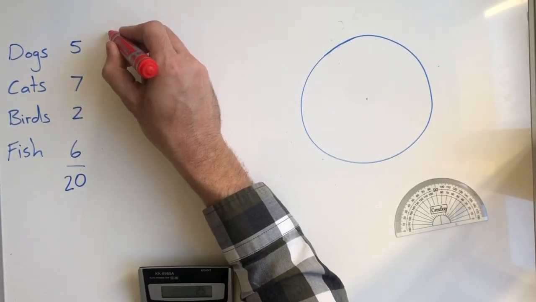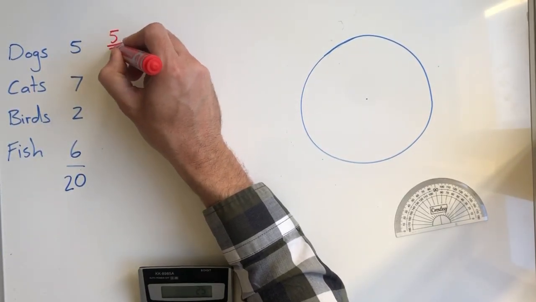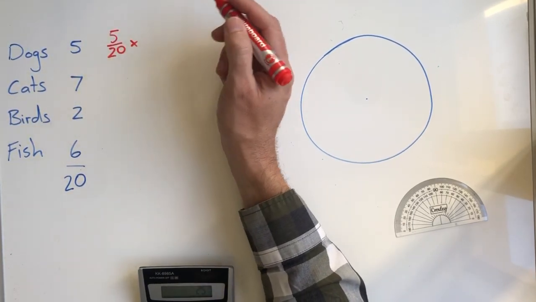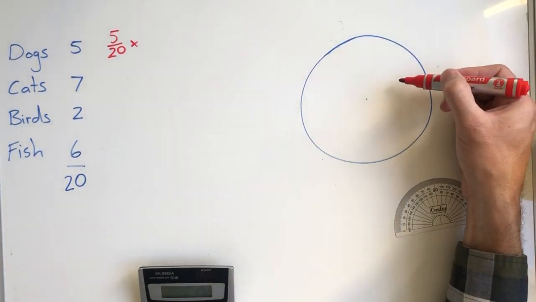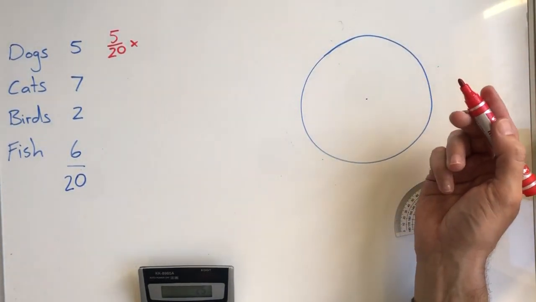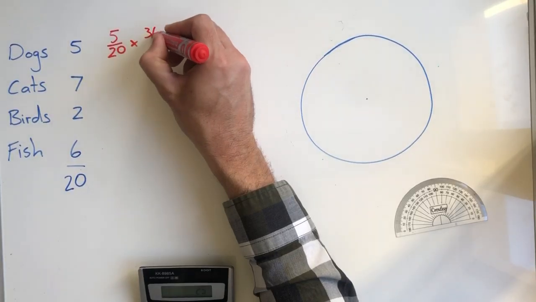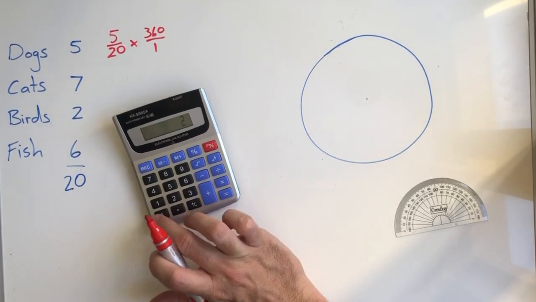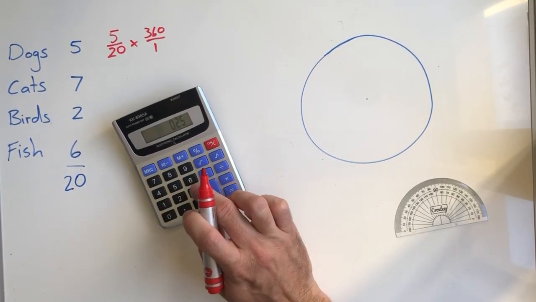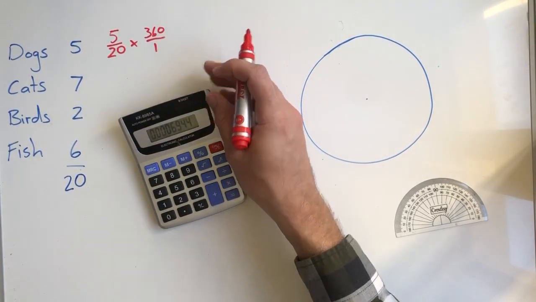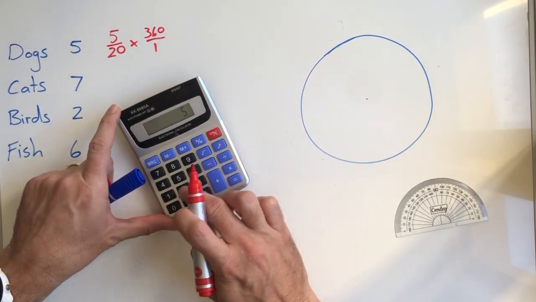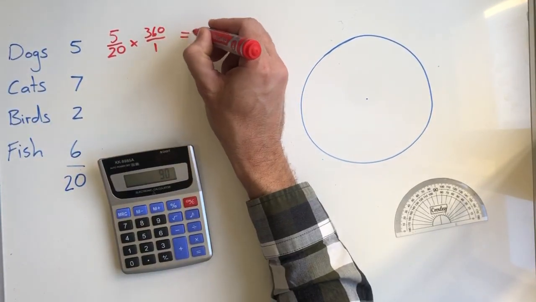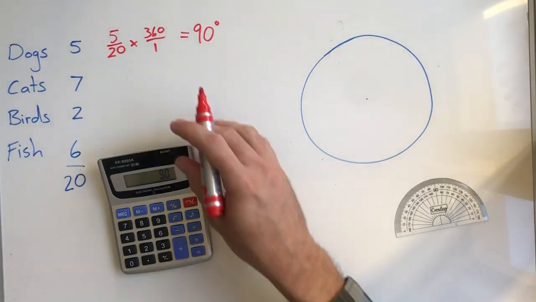So I'm going to do exactly the same thing. I'm going to say 5 out of 20. 5 people out of 20 people like the dogs. And instead of multiplying by 100, I'm going to multiply by 360, because there are 360 degrees in a circle. So it's 360 on 1. I can just do 5 divided by 20 multiplied by 360, and we get 90. So 90 degrees. That's fairly simple.